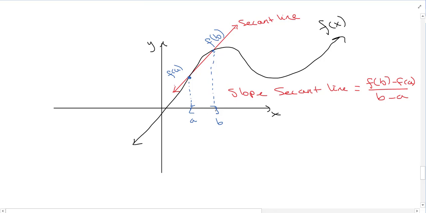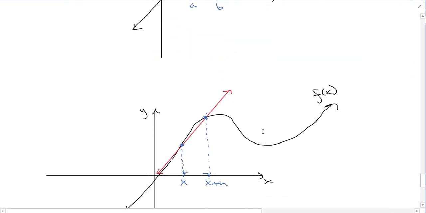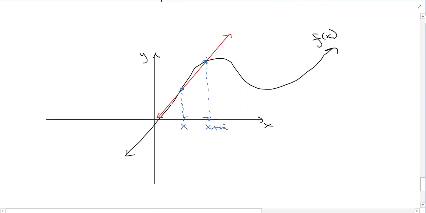And if I start moving this a little closer, so say I have then a and a plus h, I'm actually going to call it x and x plus h. And let me redo the graph. So changing my a and my b to x and x plus h, I have the same line, right? But now this x gives me f of x, and x plus h, because this is the function f of x, gives me f of x plus h.